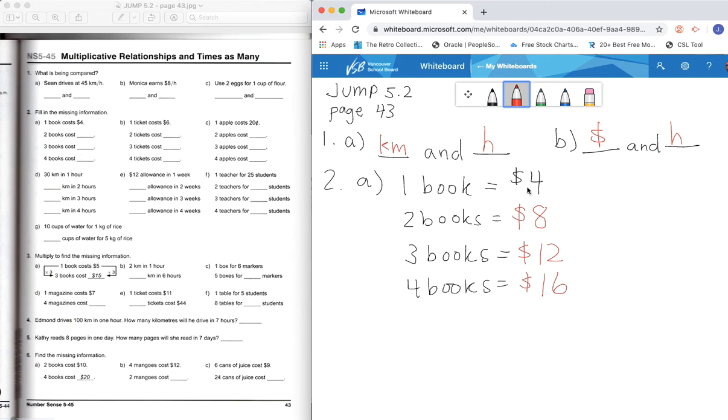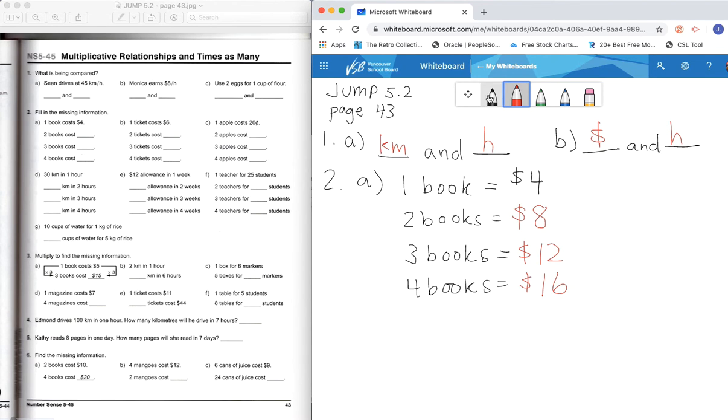Okay, so once you know what one thing costs, then you can multiply it by the number you see in the other questions. So for example, B, one ticket costs $6, so you do 6 times 2, 6 times 3, 6 times 4. Got it? All right, so you're going to do B, C, D, E, F, and G yourself.